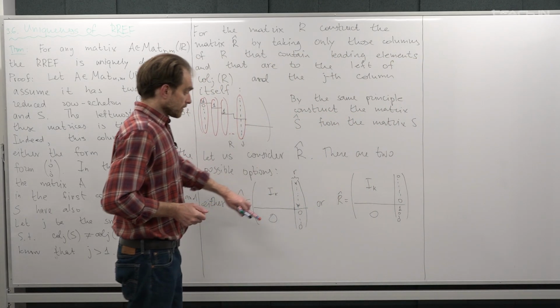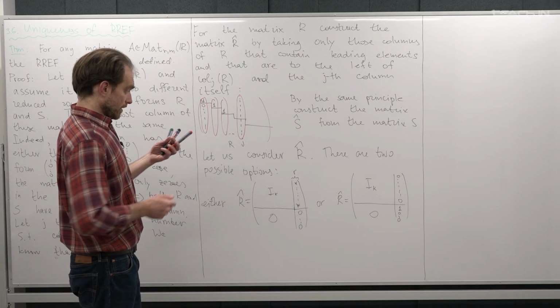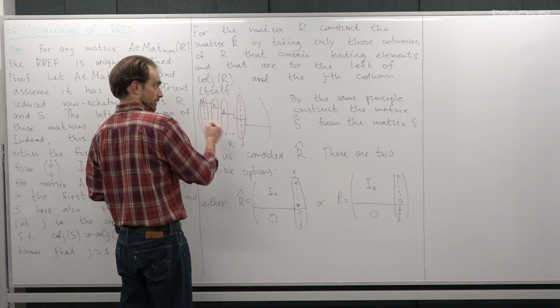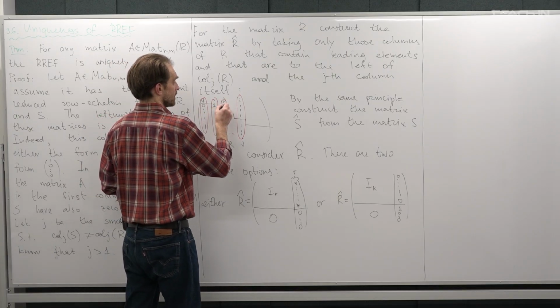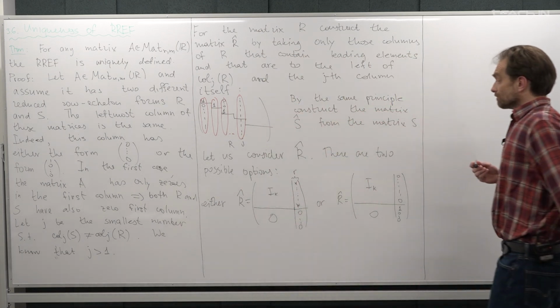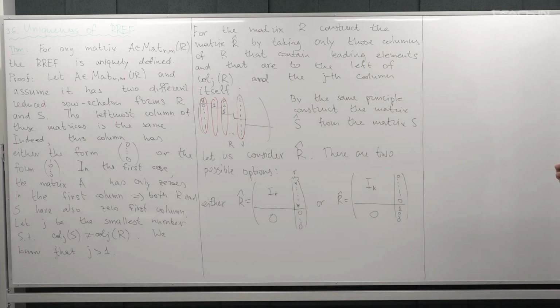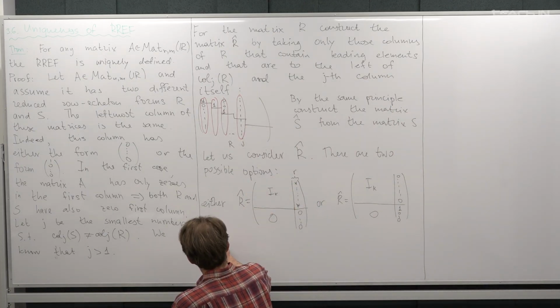We have the identity matrix here just because we take only columns with leading elements from the original matrix, and this matrix has the reduced row echelon form. This means that we have only zeros above the leading elements. So that's why we have the identity matrix here. Okay, so these are two possible forms of the matrix R. Similarly, the second matrix can also have such a form.